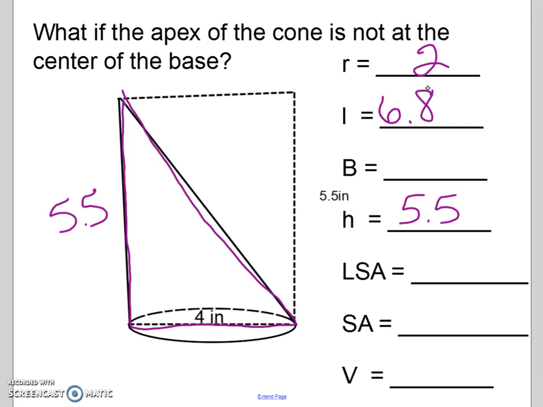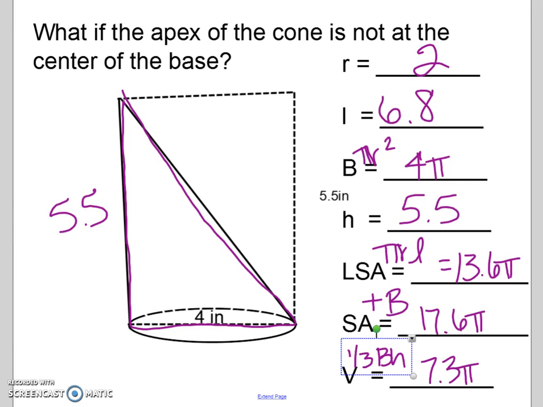And then the area of the base is pi r squared. So the radius is 2, 2 squared is 4, so it's 4 pi. So using these numbers, go ahead and fill in your lateral, your total, and your volume. Okay, so this is what I got for all of those things: 13.6 pi, 17.6 pi, and 7.3 pi.